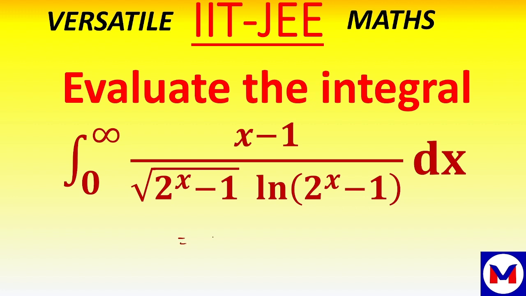And the result of this is pi upon 2 ln 2 to the power minus 2.